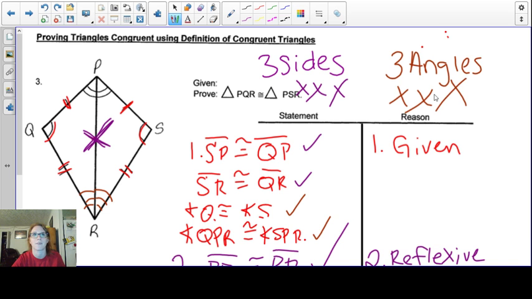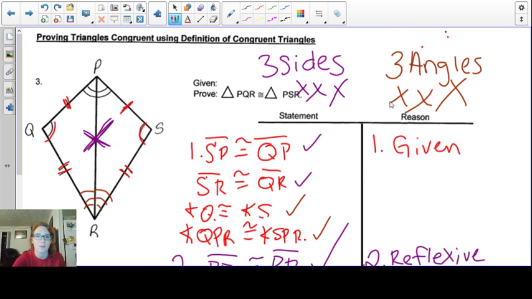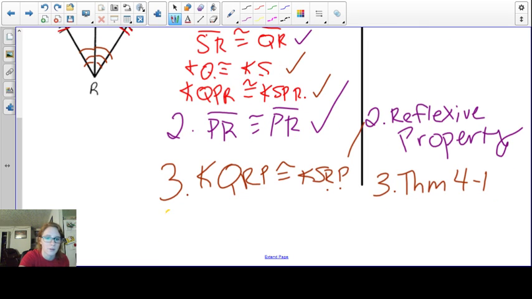So I have my 3rd angle. Check it off down here. Step number 4. My last step should always be what I've been asked to do. So I've been asked to prove this. So step number 4, triangle PQR is congruent to triangle PSR.